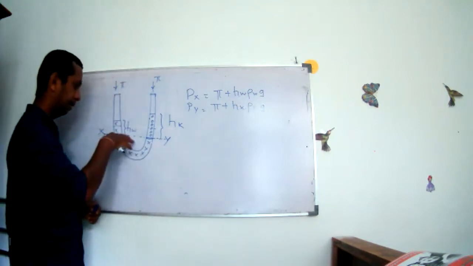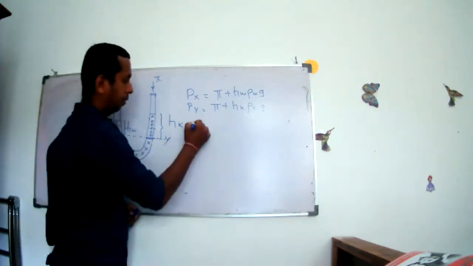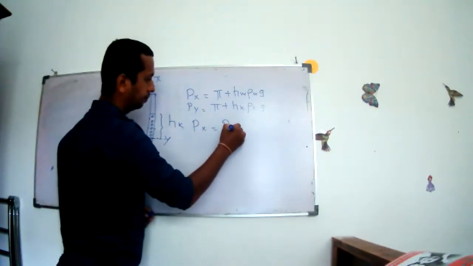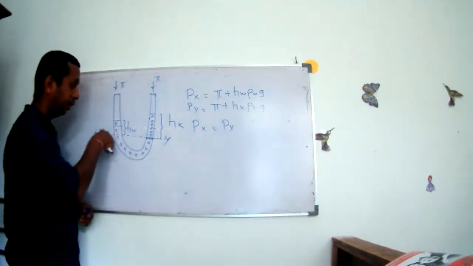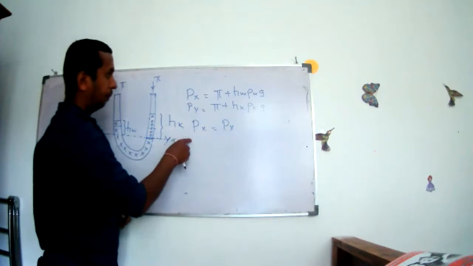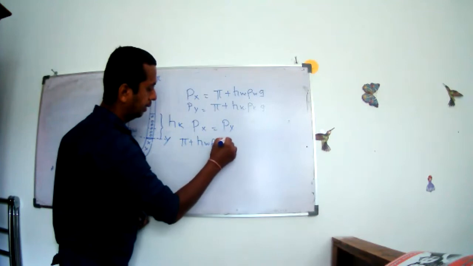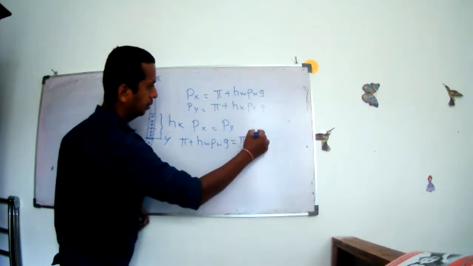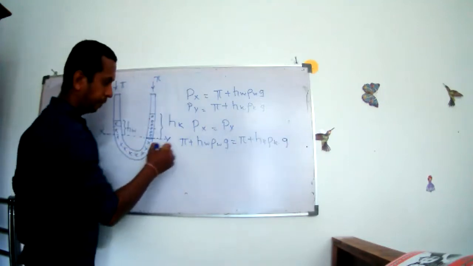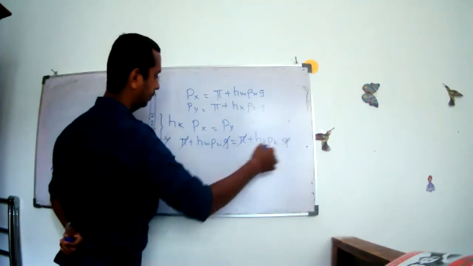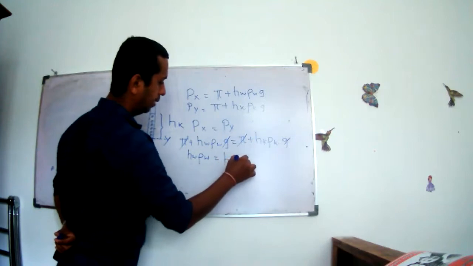At the same horizontal level, pressure is going to be equal. Therefore, Px is equal to Py. So Pi plus hW rho W g is equal to Pi plus hK rho K g. Pi and g will be cancelled off. Therefore, hW rho W is equal to hK rho K.